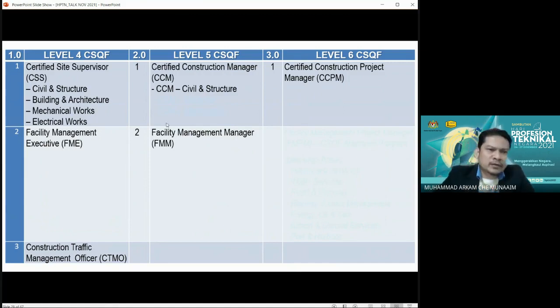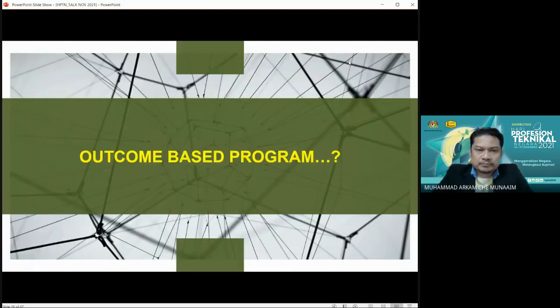First of all, we have level 4, which is what we conducted, level 4 CSQF, Construction Skill Qualification Framework, level 5 as well as level 6. Certified Site Supervisor, CSS, 4 categories, FME 1 category, of course, and also CTMO: 3 programs at level 4, 2 programs at level 5, and 1 program at level 6. So Facility Management Manager, as well as certified construction manager CCM at level 5. Then they can go for level 6, which is CCPM.